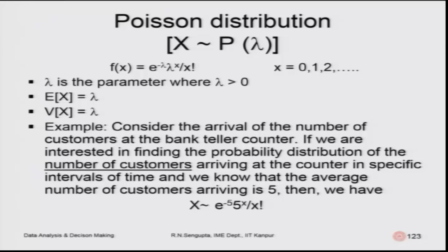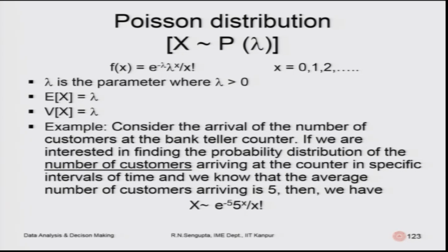So, now we will consider another discrete distribution, which is the Poisson distribution. The random variable x follows the Poisson distribution with the parameter lambda. Obviously, the x values are 0, 1, 2, 3, 4 till infinity. The f of x, which is the PMF value, is given by e to the power minus lambda, lambda to the power x by x factorial. Here lambda is the parameter, lambda is greater than 0, and the expected value and the variance of the Poisson distribution are both the same, and equal to lambda.